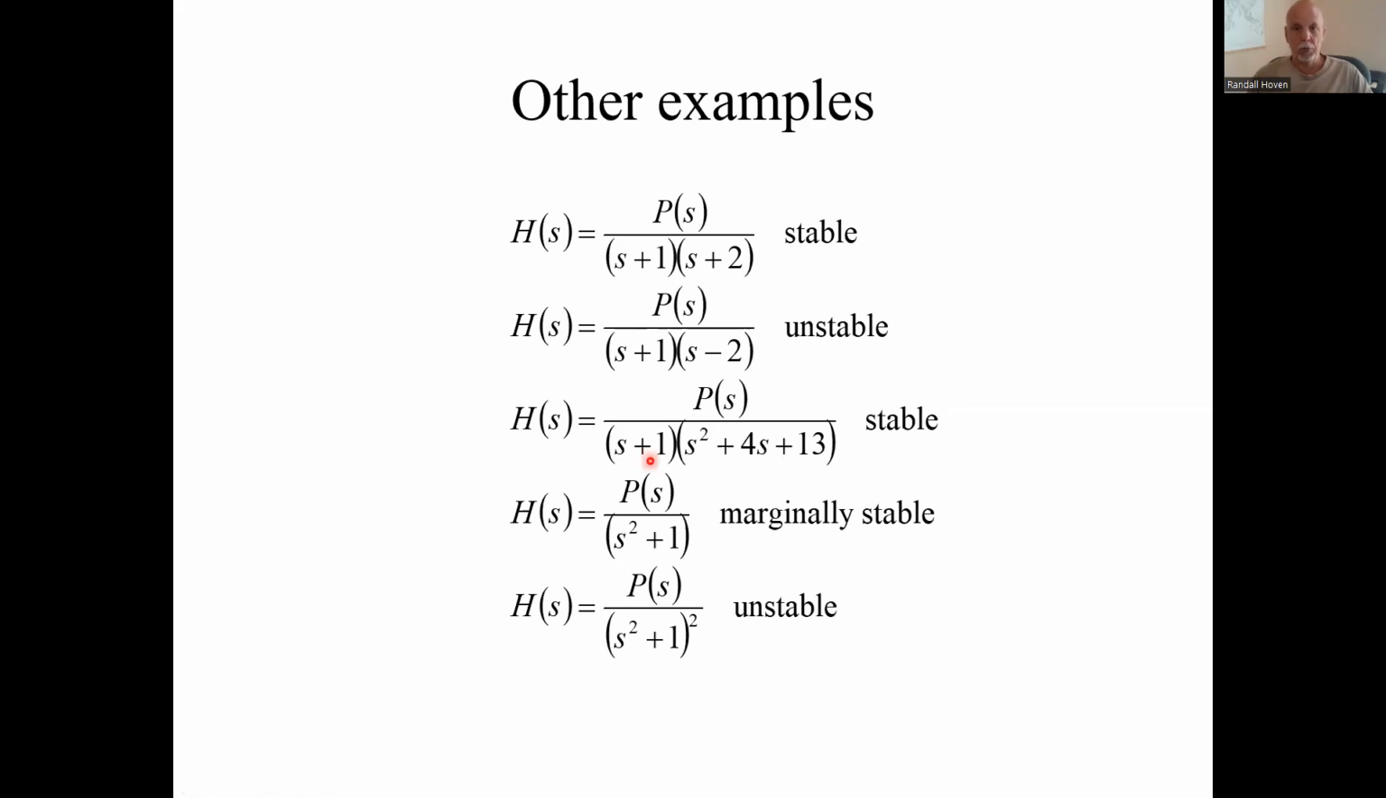This guy got a real pole at -1. This is a complex pair of poles. Use the quadratic formula if you got to do the arithmetic. But the real part will be at half of this guy, half of +4. Well, since that's a plus, it'll be a -2. The real part will be -2. For the left half plane, stable.